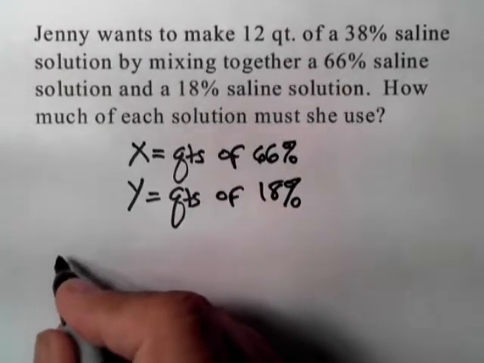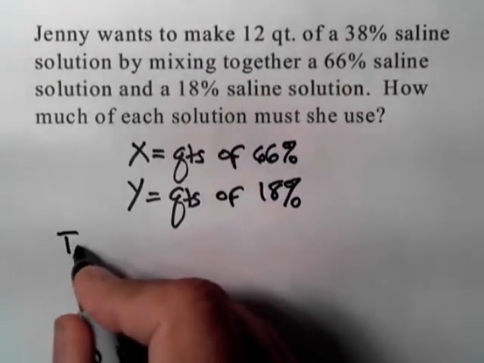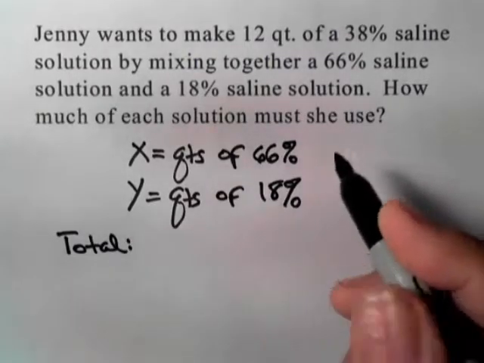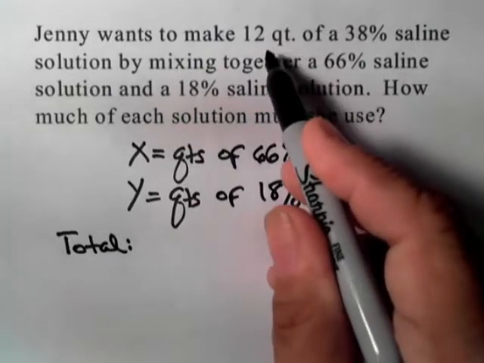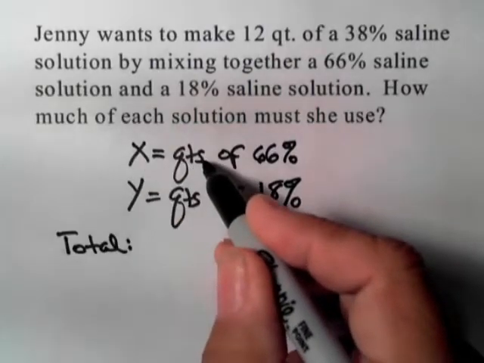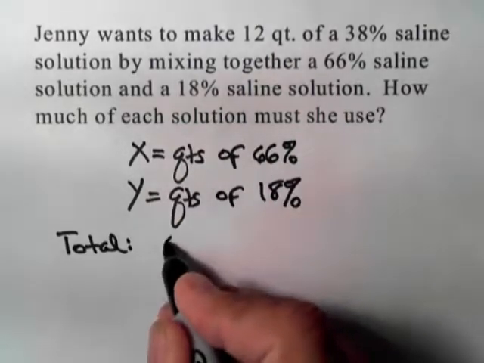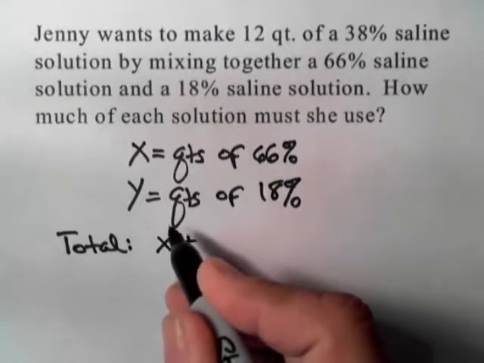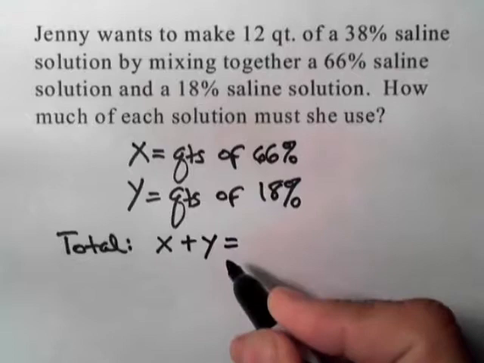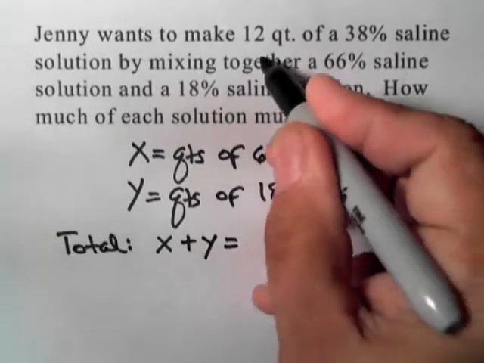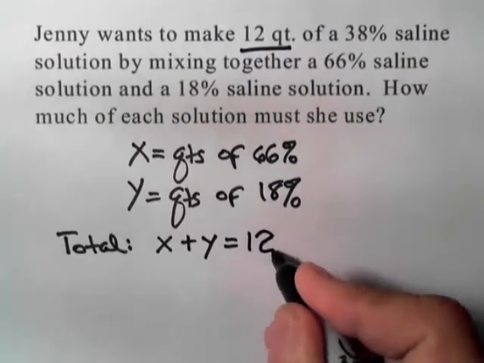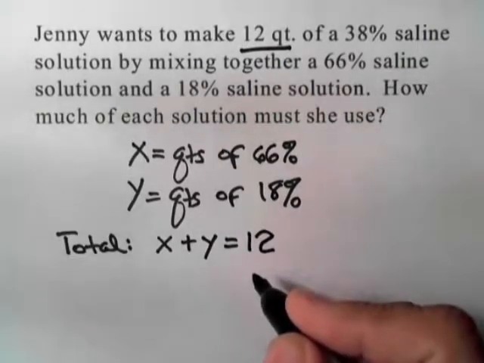Okay, there are two equations. The first one is always a simple one. I call this the total equation. It's the total amounts that you're going to mix together to get the final amount. So we have X quarts of the 66% plus Y quarts of the 18% solution equals the total amount that we want, which is the 12 quarts from back up here. Okay, now that's your total equation.